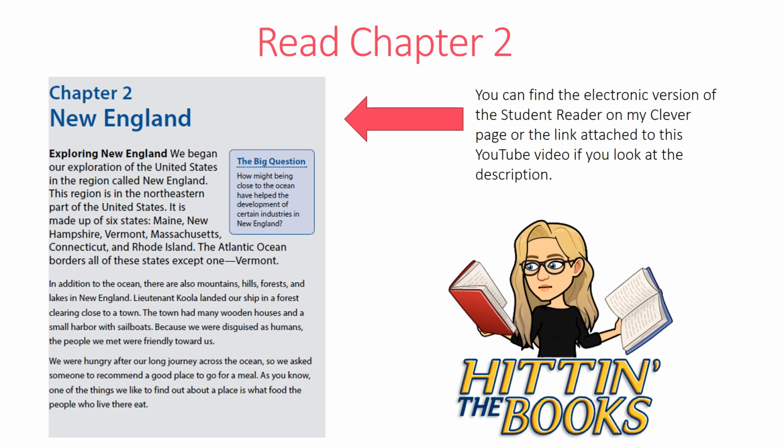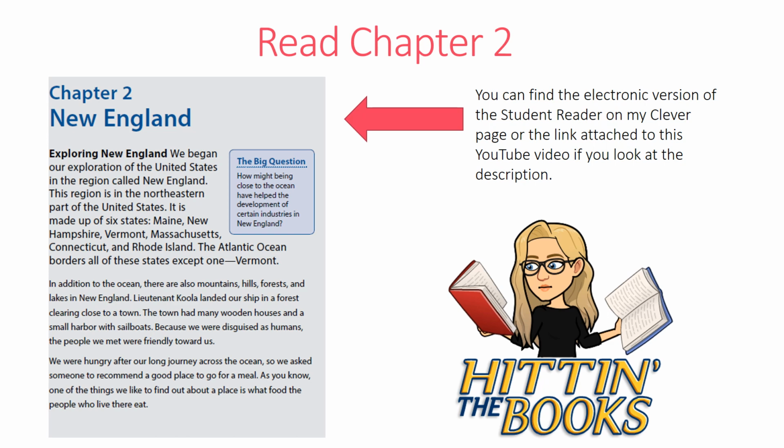So now that we've read chapter 1, it's up to you to read chapter 2. Now, you may be wondering, Ms. Corkins, where can I find the reader for chapter 2? Well, you can find the electronic version of the student reader on my Clever page, or the link attached to this YouTube video. If you look at the description of the video, you should see some links there.